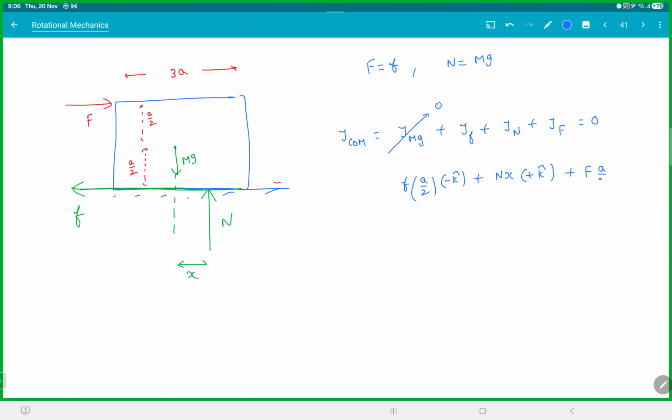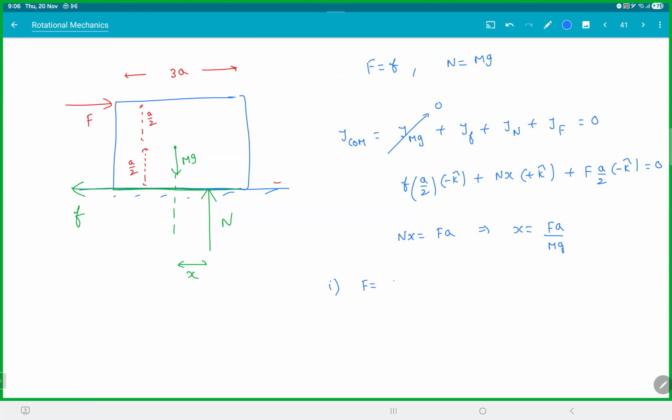F into that is also a by 2 minus k cap. Basically, capital F and small f are forming a couple. So we had Nx is equal to fa. And we know N is equal to mg. So x is equal to fa by mg. That's your general solution.